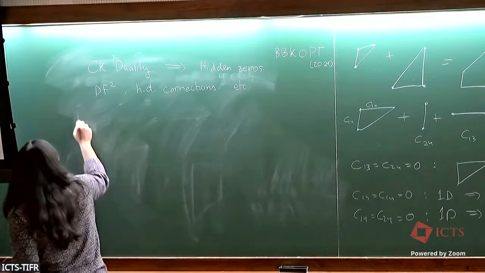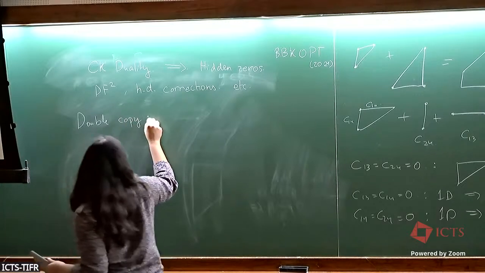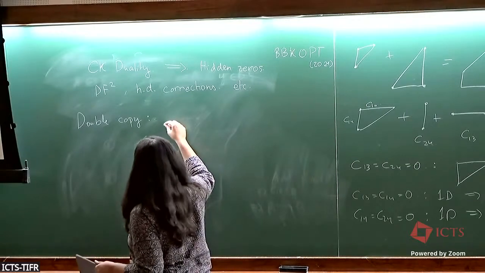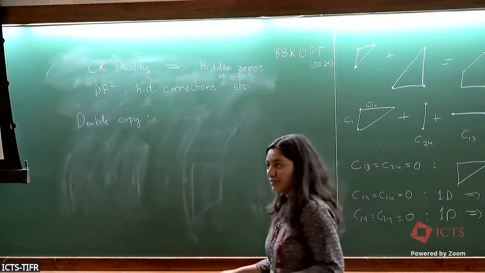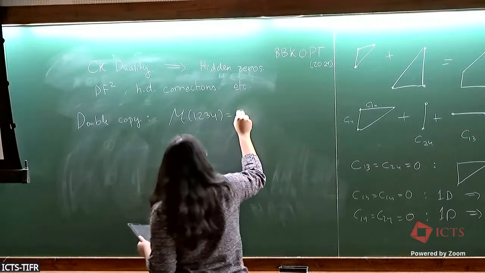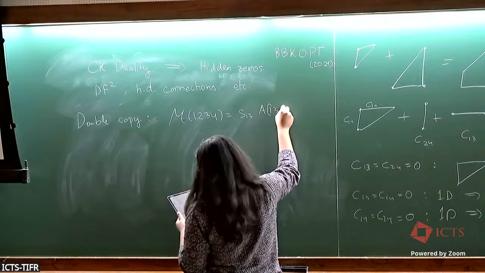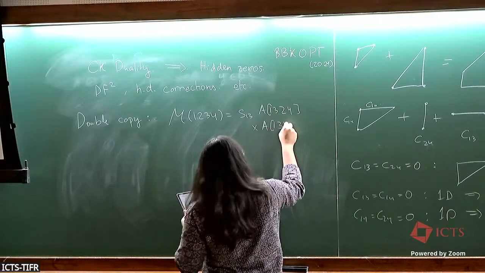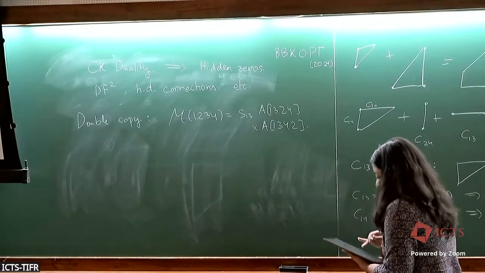Okay, so now let's do the double copy. Let's do the same thing as before. Let's look at what happens at 4 point, and then I'm going to say this generalizes to n point. So M(1,2,3,4) equals S13 times A(1,3,2,4) times A(1,3,4,2). Okay, good.